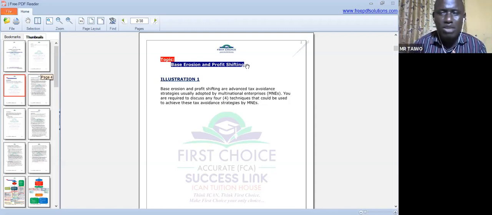Base erosion: you are trying to use your tax planning technique to reduce your taxable profit, so that the tax liability will be reduced.